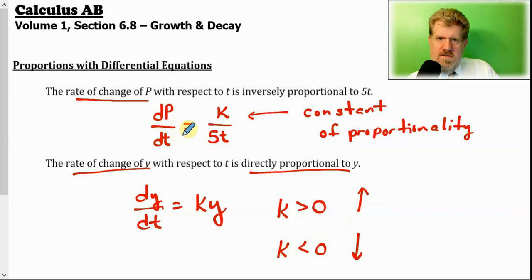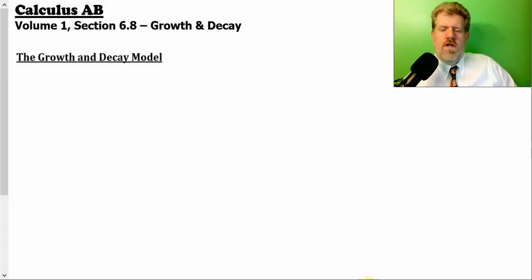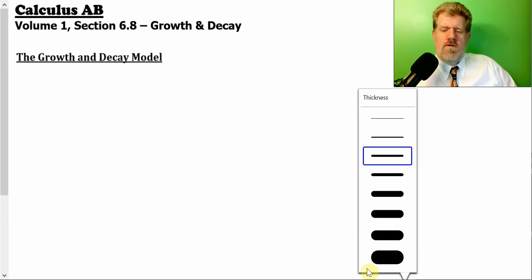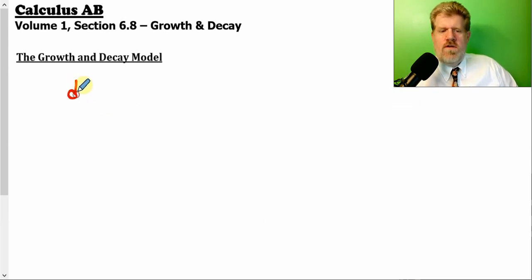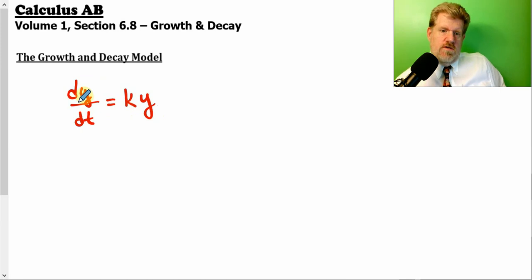All right, that's the basics. Let's go on to the first example. We are going to develop the growth and decay model. We're going to start with this, the one we just talked about. y is proportional to itself. Population, population, money, money, bacteria, bacteria, whatever it is.